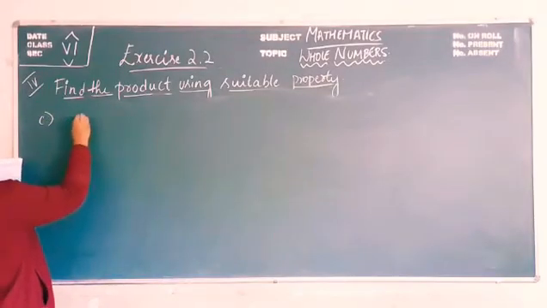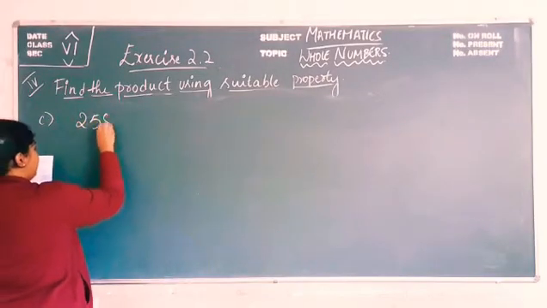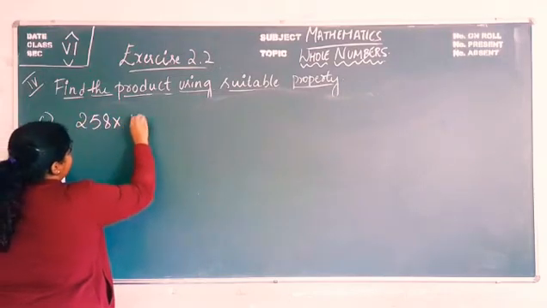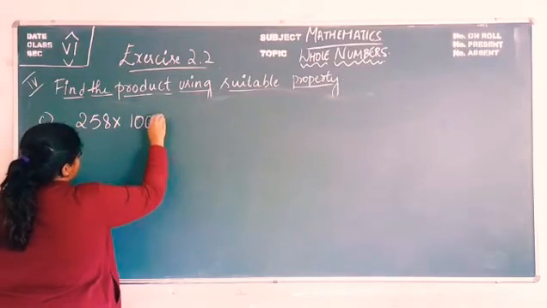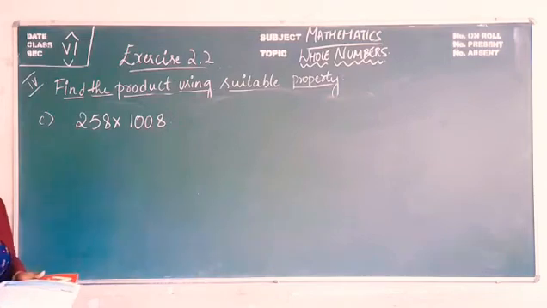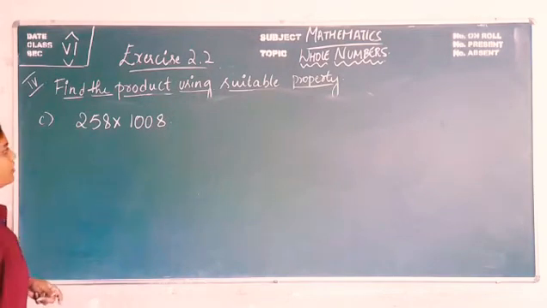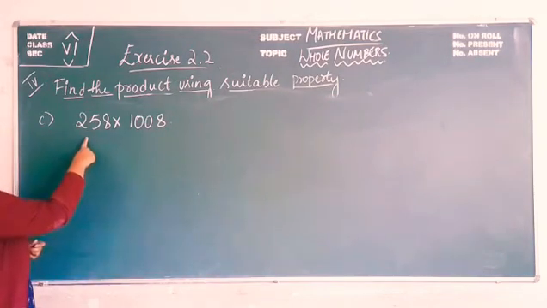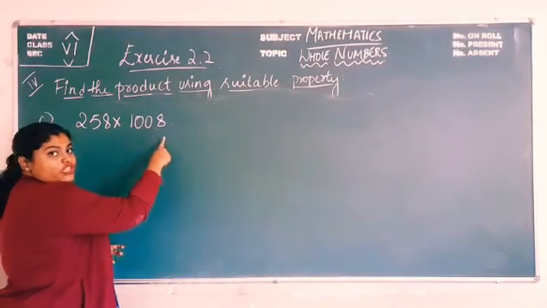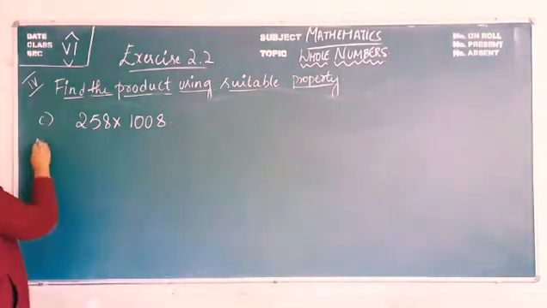Question C. Next we have 258 into 1008. We have to find the value using a suitable property. So how to solve this?